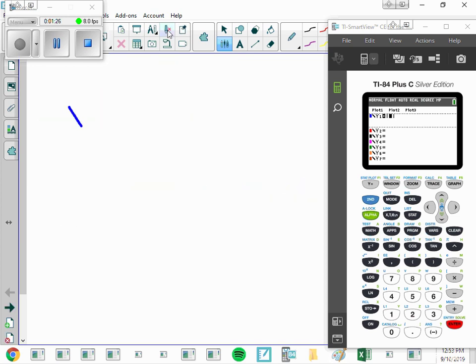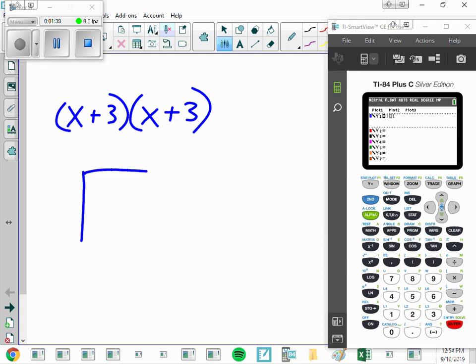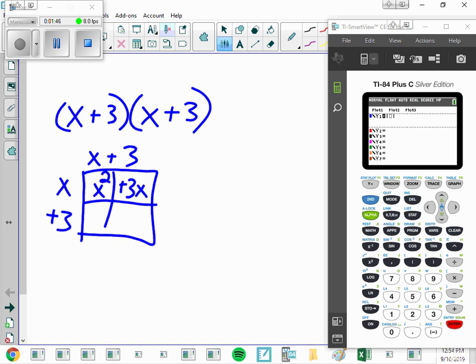For instance, x plus 3 and x plus 3. So we'll do a couple of these and then figure out a pattern that we can kind of speed things up with. So x plus 3 and x plus 3, x squared plus 3x plus 3x plus 9. Okay. And then that gives me x squared plus 6x plus 9. All right, let's do another one.